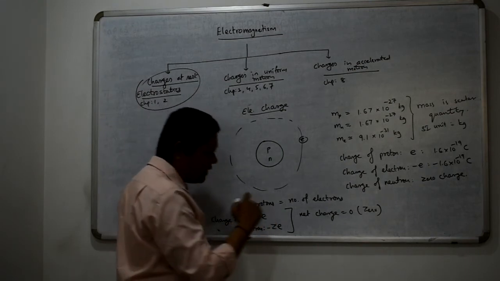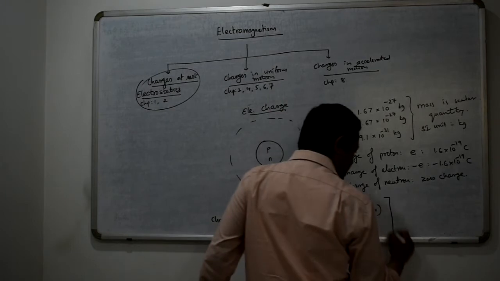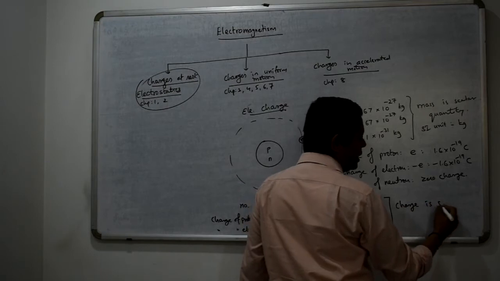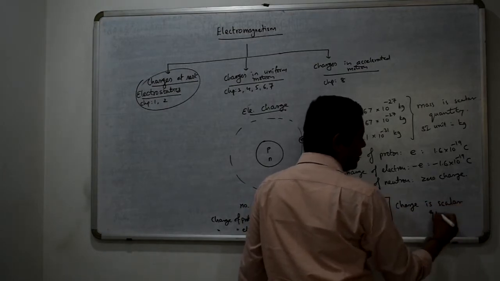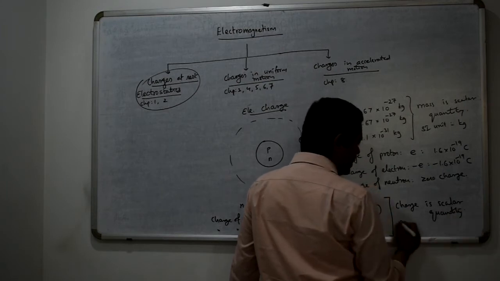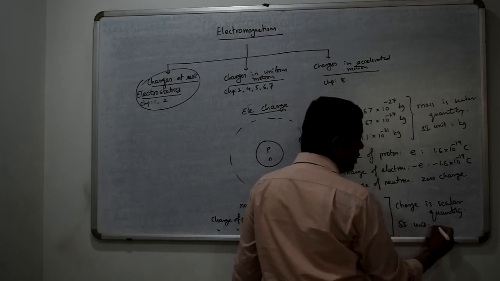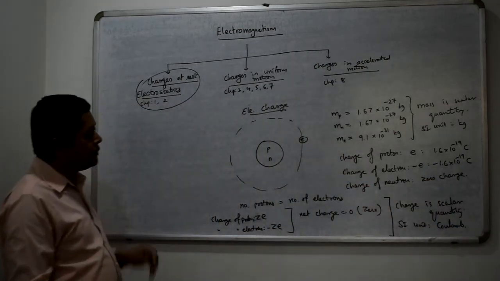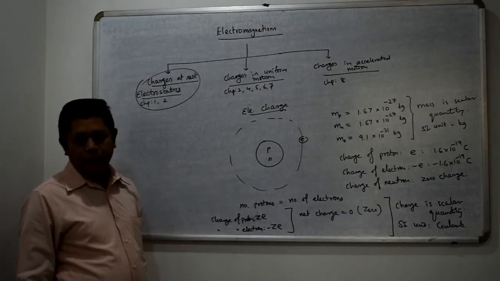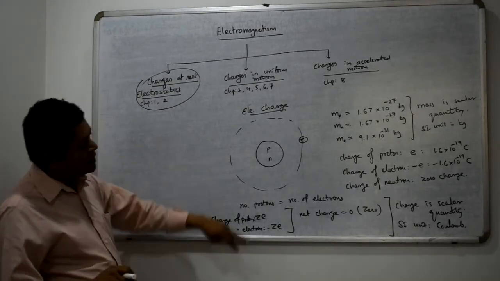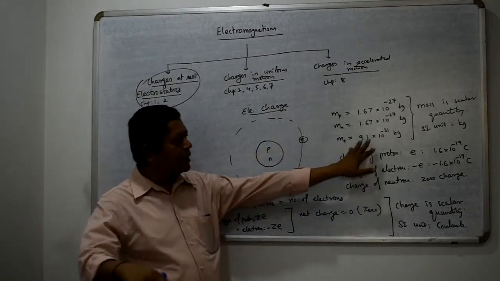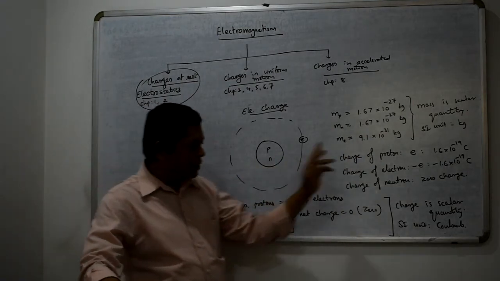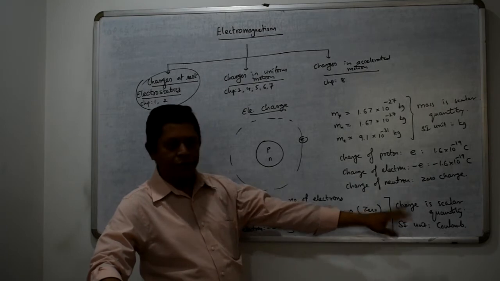Electric charge is also like mass, a scalar quantity. Its SI unit is coulomb, which is named after a scientist. So any atom is electrically neutral. Again, if you revise the mass of all three particles: mass is a scalar quantity, and its SI unit is kilogram. Similarly, electric charge is also a scalar quantity, and its unit is coulomb.